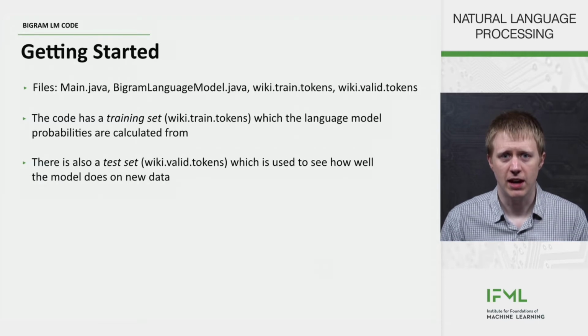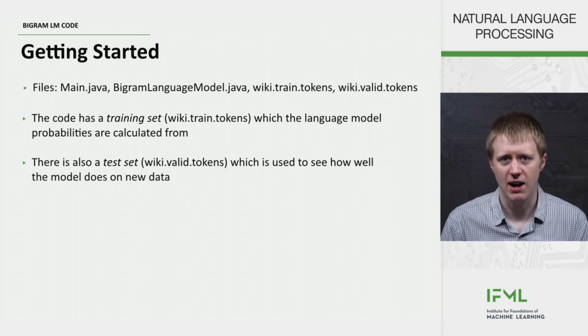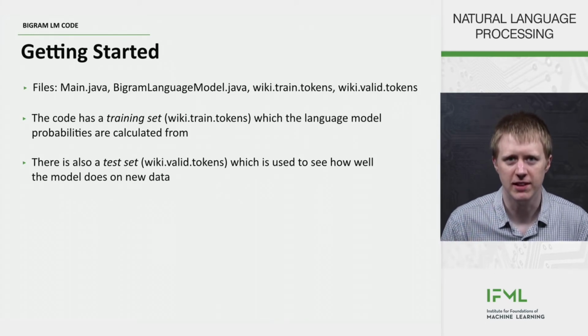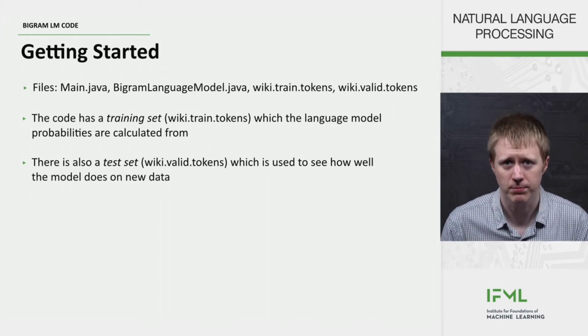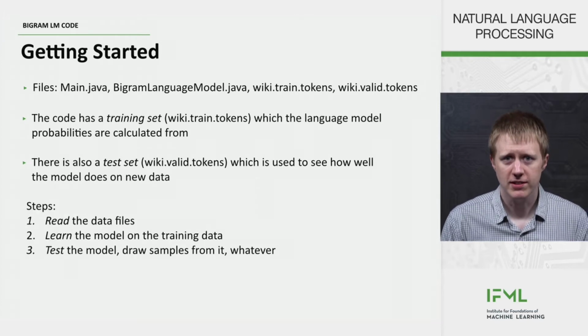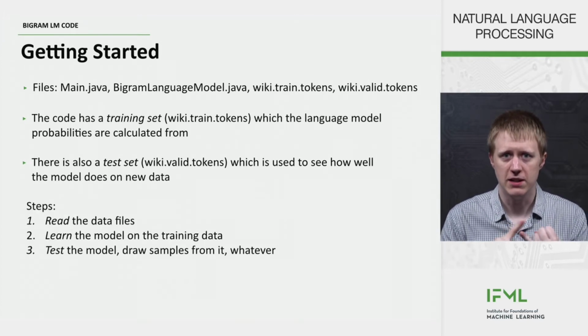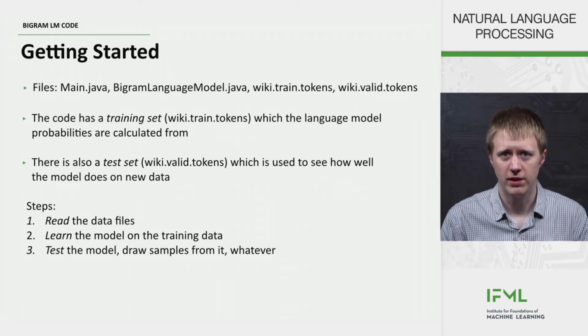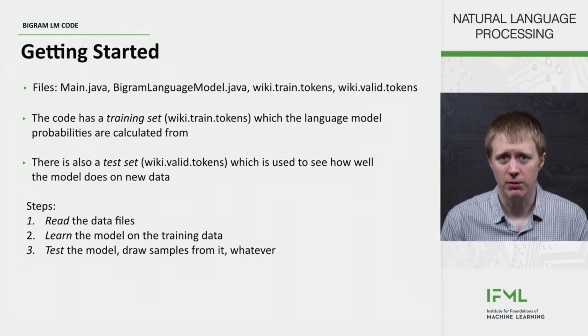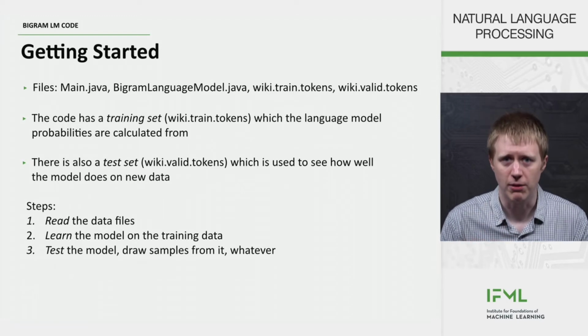And then we also have our test set, which is a set of unseen data, which we're going to use to see how well the model captures the probabilities and how effective it is on data that we've never seen before. The basic steps that we've discussed are: we need to read in the data files, we need to learn the model by counting up all of the words and word pairs that we see there, and then we're going to test the model. We're going to draw samples from it, and we're going to play around with it.